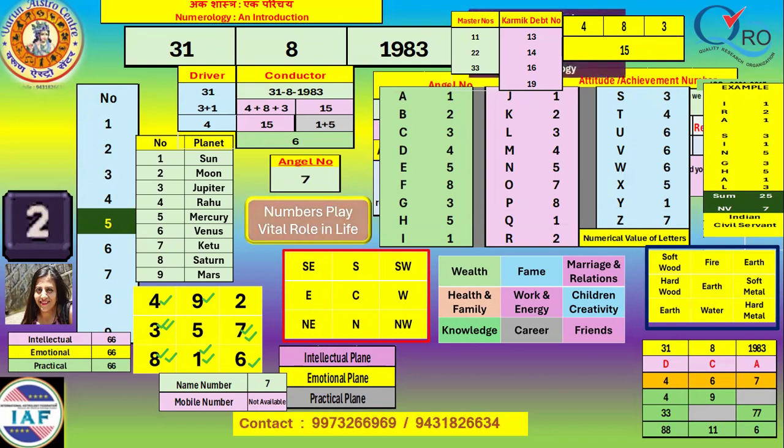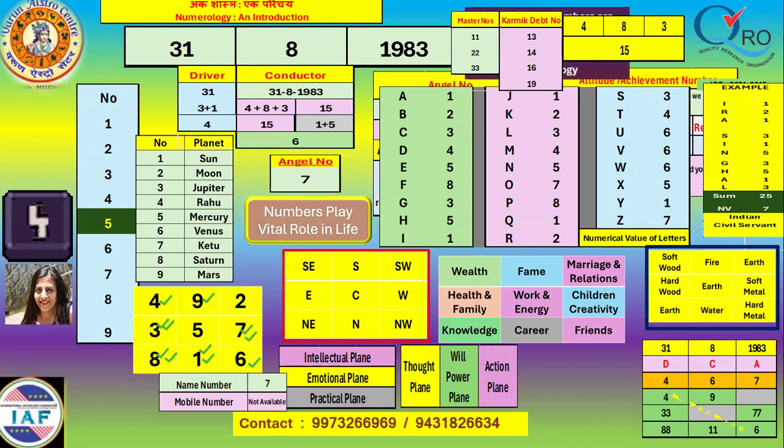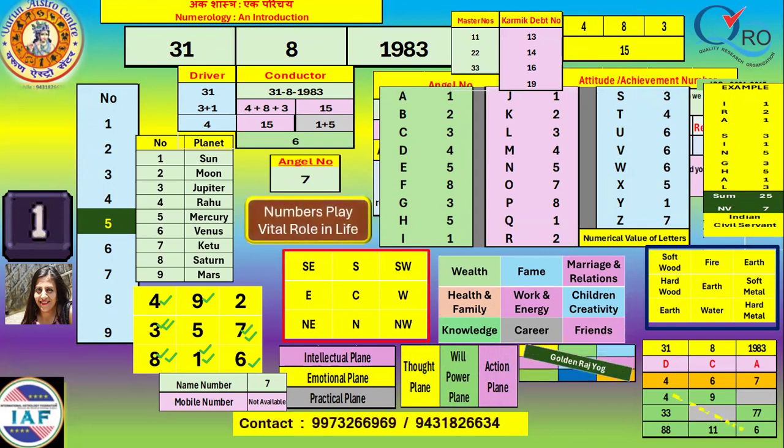He is very much practical. Finally, if you see, thought plane is 100%. This is vertical plane. Willpower plane 66% and action plane also 66%. Diagonally, golden Raj Yoga is not found because 5 number is missing. And silver Raj Yoga is not found because 2 and 5 both are missing.